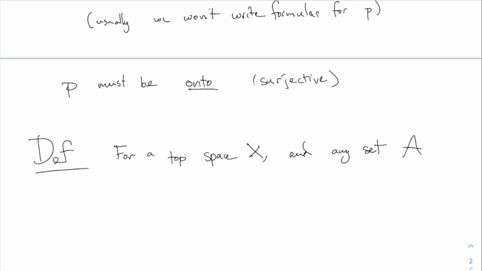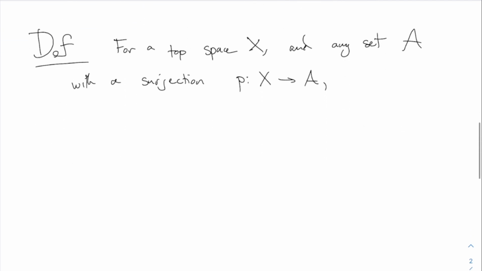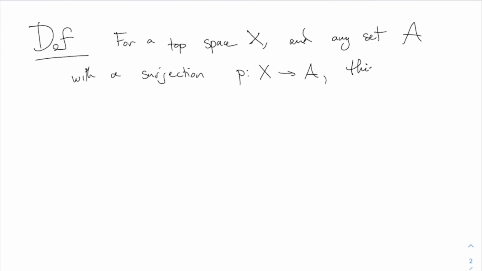Anyway, for a topological space X and any set A with a surjection, that is an onto function, P going from X to A, this creates a topology on A called the quotient topology.